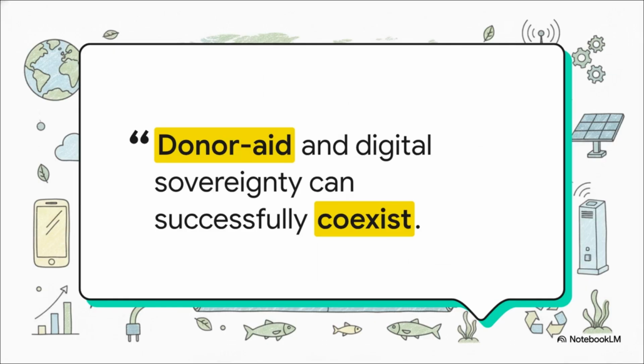Which brings me to the core thesis of my analysis that I proudly present to the grading panel today. Donor aid and small state digital sovereignty can successfully coexist. The governance framework of the Coral Sea Cable definitively proves this can happen inside an industry-standard procurement frame.